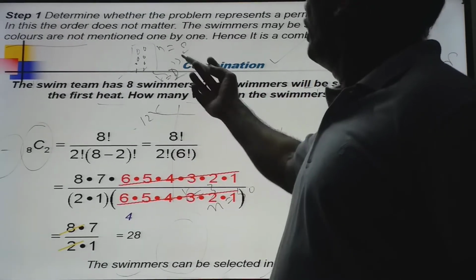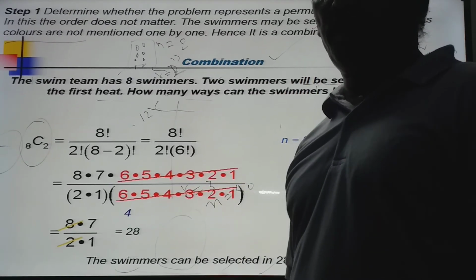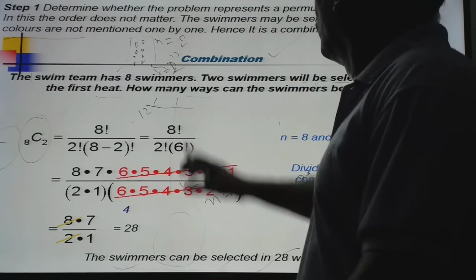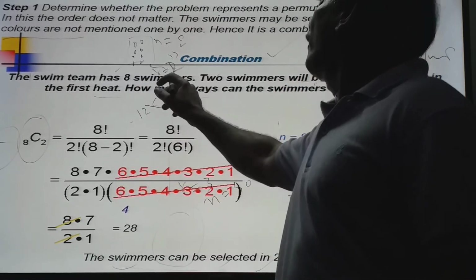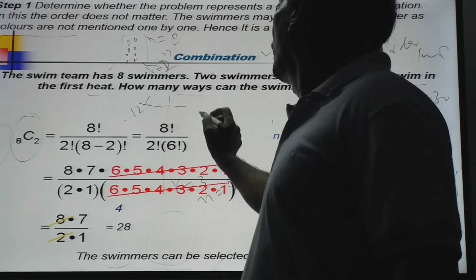You can select anybody out of these 8 because they are all swimmers. There is no restriction like select the shorter swimmer, or the person who has good height, or the best swimmer, or the weak swimmer. No, all swimmers are alike. So you have to just select 2. So order is not important, and when order is not important you apply the combination formula.